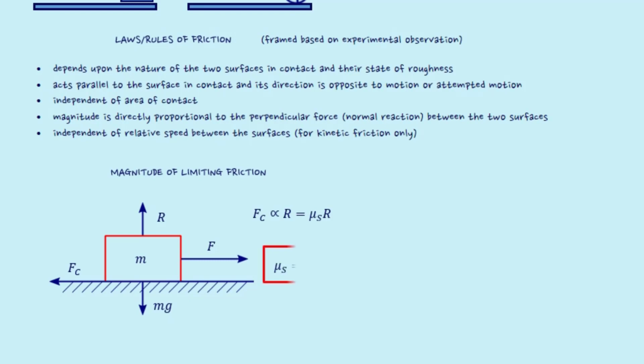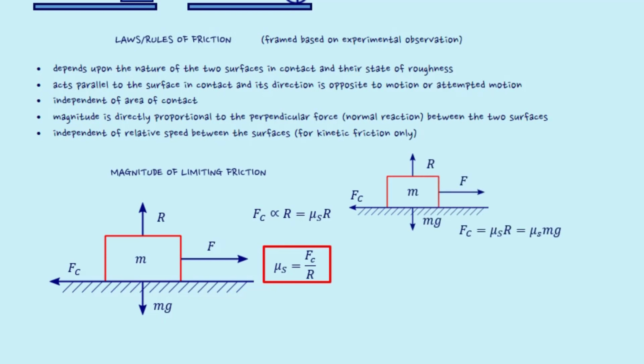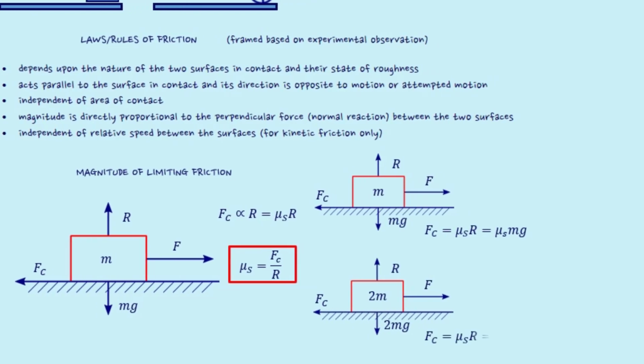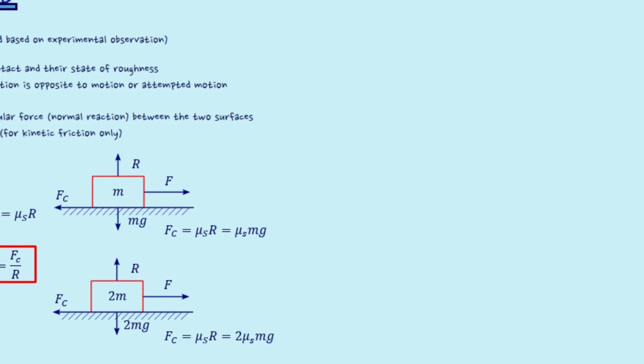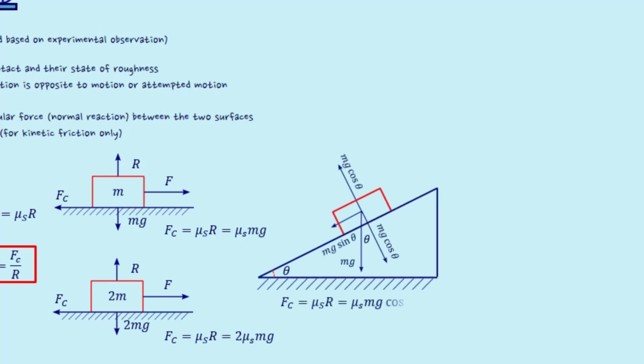Therefore, the coefficient of static friction between two surfaces in contact is equal to the ratio of limiting friction and the normal reaction. In this case, the value of limiting friction will be μs mg. If the mass of the object is doubled, then the normal reaction will be doubled too. This in turn will affect the value of limiting friction. From the diagram, we can find that in this case the limiting friction will be twice of μs mg. In case the object is placed on an inclined plane, the normal reaction will be R equal to mg cos theta. Therefore, the limiting friction for this example will be Fc equal to μs mg cos theta.